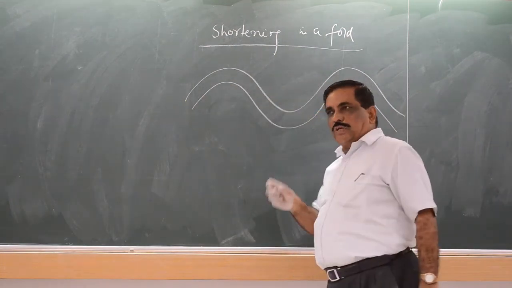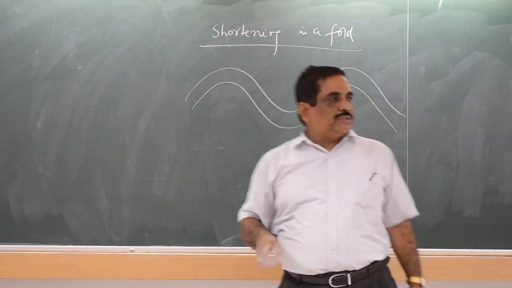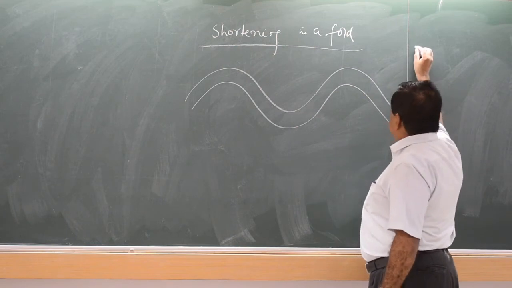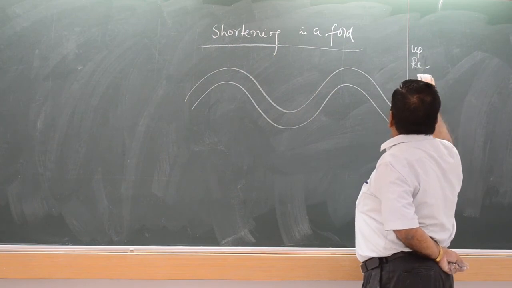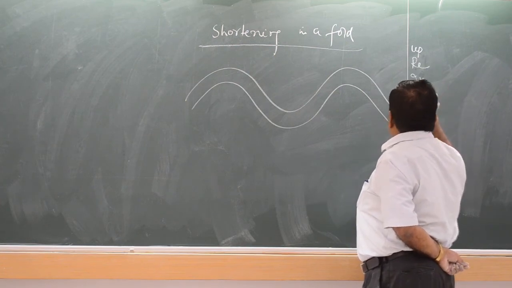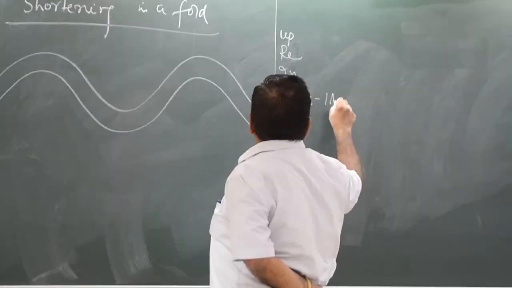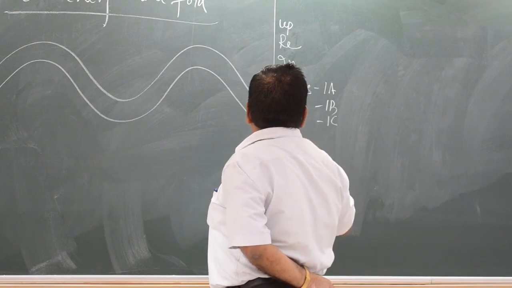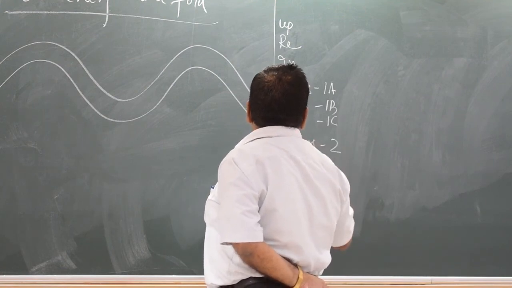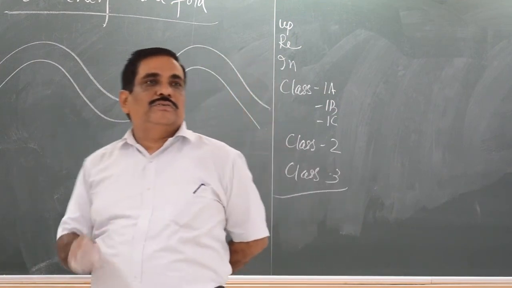Fold classification, you must have revised it in your MSc or not, tell me. Because some of the things will come, like, upright fold, then reclined fold, then inclined fold, then the Ramsey classification: class 1A, 1B, 1C. This you must have covered, na? Class 2, class 3. Have you covered these folds or not? That is what I wanted to know.